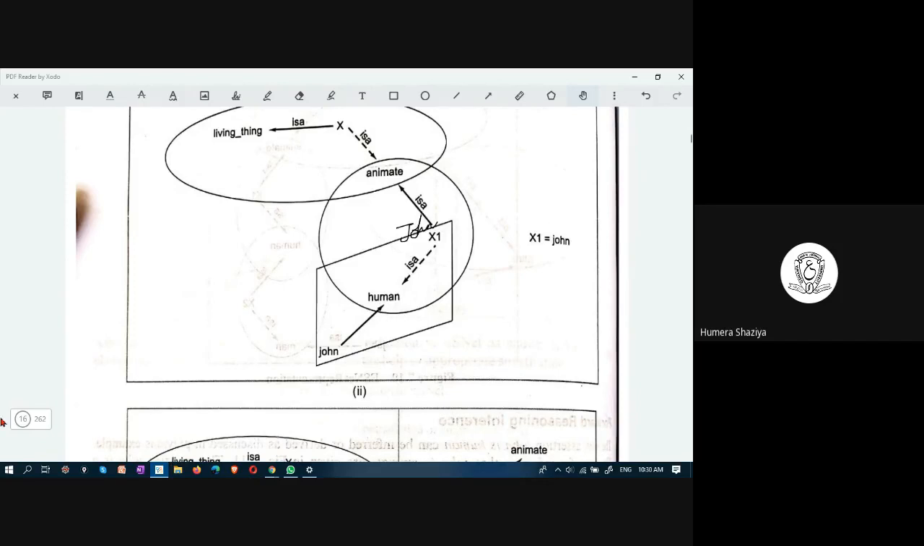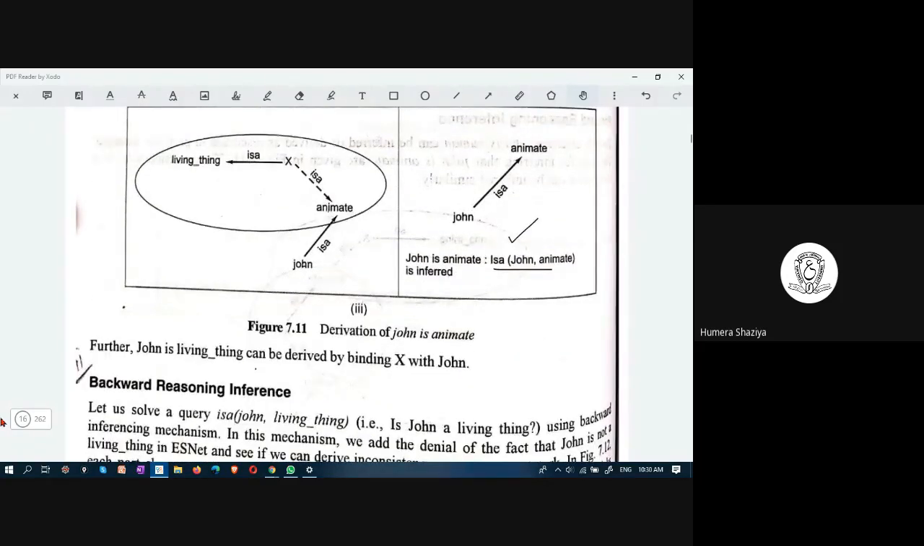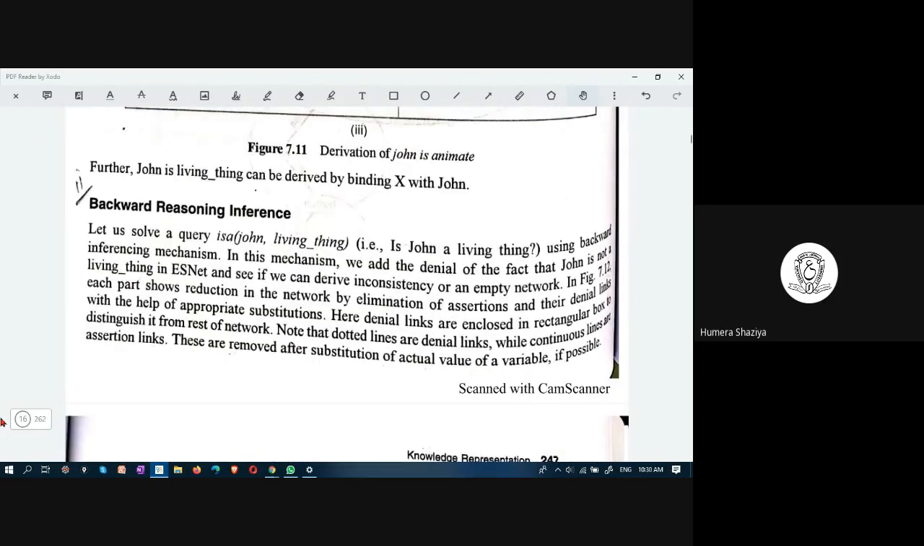Here what is proved? We have stopped our derivation here, stating that John is animate. Animate, you know animate, right? The one who moves from one place to another place, which has got animation kind of thing. Animation means movement. Further, John is a living thing can be derived by binding X with John. When you assign X to John, you can infer that John is living.